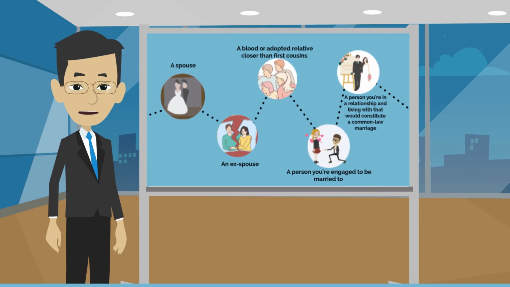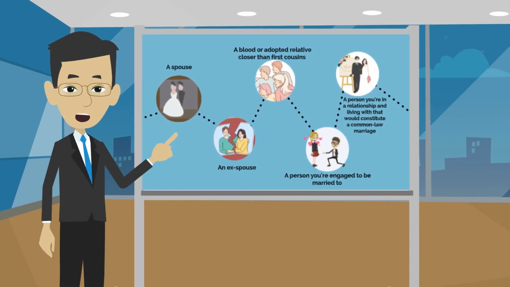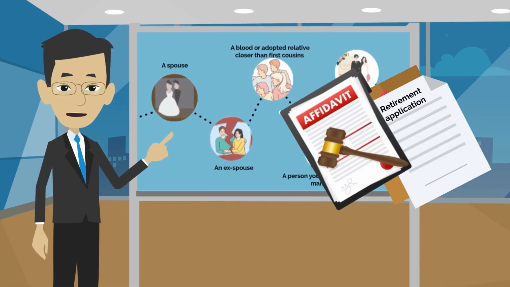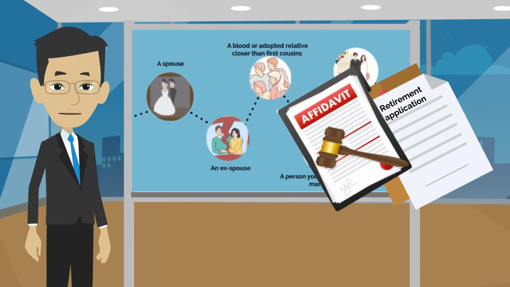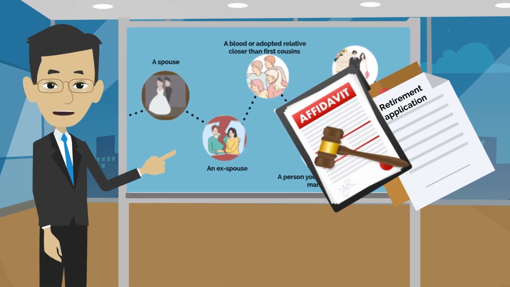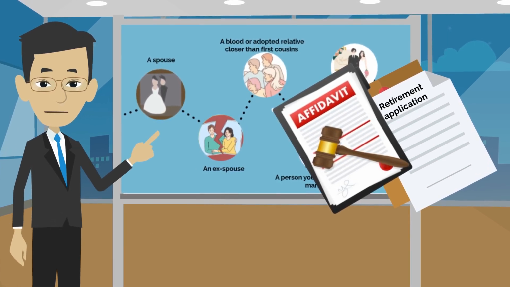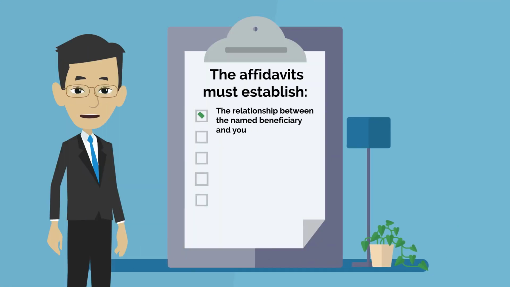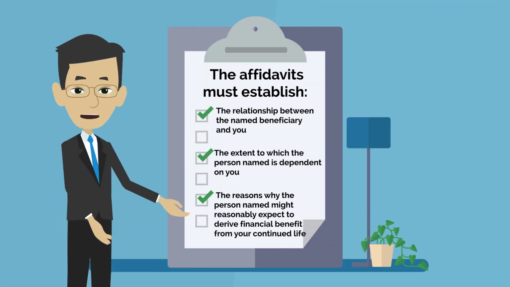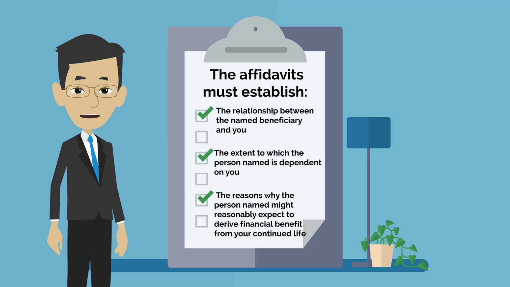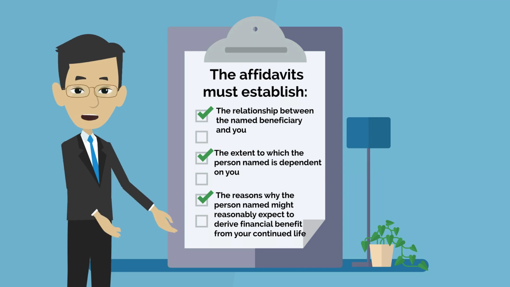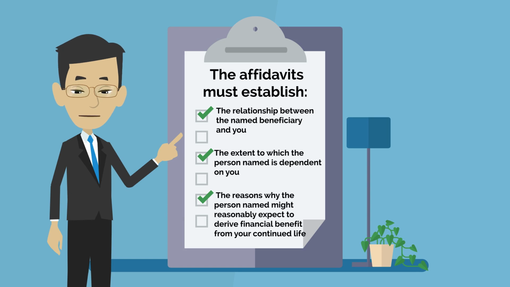If the person named is not one of the above, then you will be required to submit affidavits with your retirement application from one or more persons with knowledge of the individual's insurable interest. The affidavits must establish the relationship between the named beneficiary and you, the extent to which the person named is dependent on you, and the reasons why the person named might reasonably expect to derive financial benefit from your continued life.